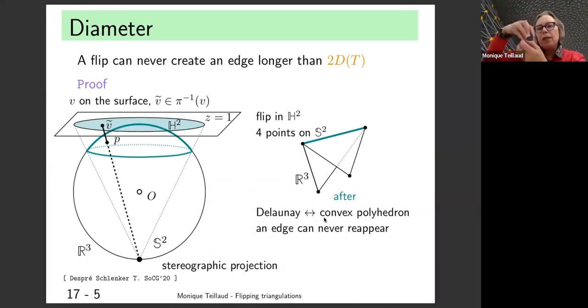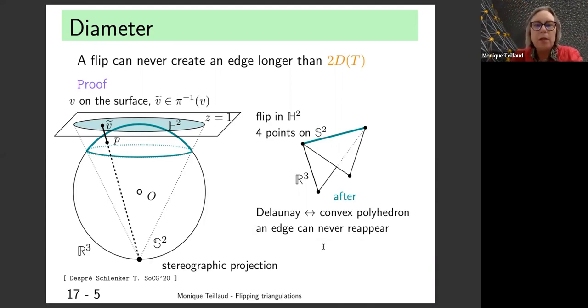In this way, each time you flip, you get closer to the top, to this plane z equals one. You go more and more upwards, and in the end, after you have filled all those triangles, you get a convex polyhedron. It is well known that the Delaunay triangulation boils down to a convex polyhedron with this construction in R3. It also shows that an edge can never reappear, because after it was flipped, it is inside this polyhedron, and when getting more and more convex, it can never reappear on the boundary. So this is not new.